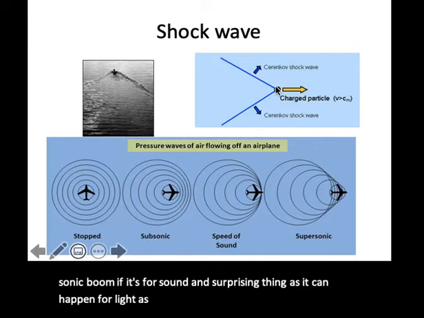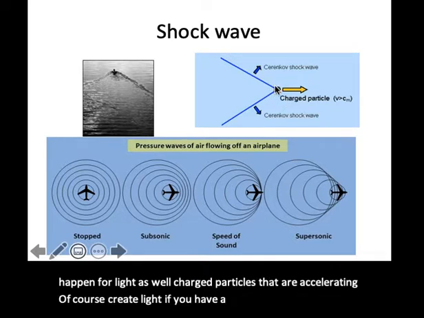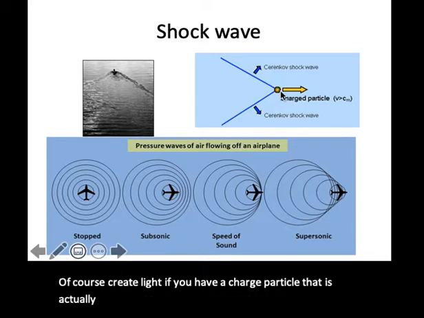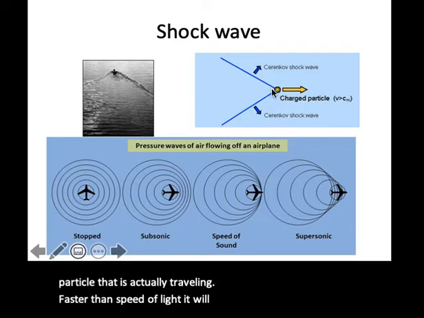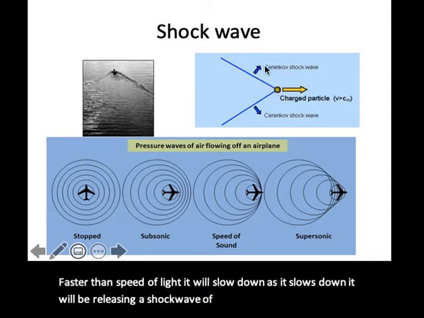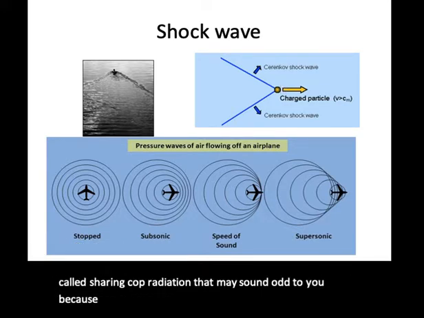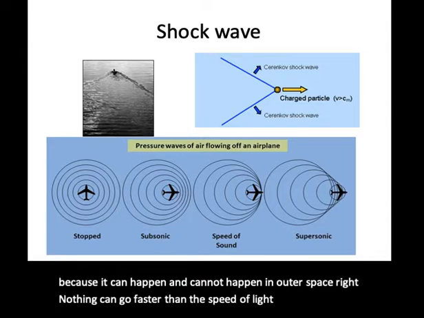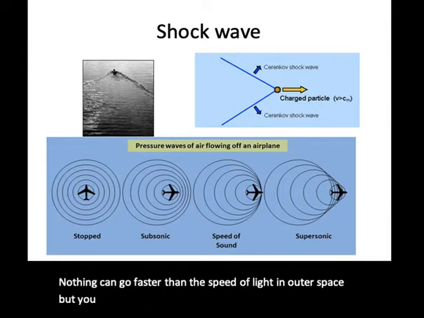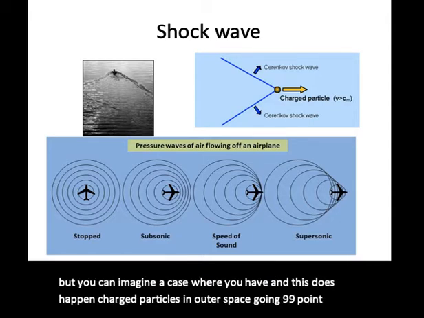Charged particles that are accelerating, of course, create light. If you have a charged particle that is actually traveling faster than the speed of light, it will slow down. As it slows down, it will be releasing a shock wave of light. It's actually blue light. It's called Cherenkov radiation. That may sound odd to you because nothing can go faster than the speed of light in outer space, right? But you can imagine a case where you have, and this does happen, charged particles in outer space going 99.99% the speed of light in outer space.